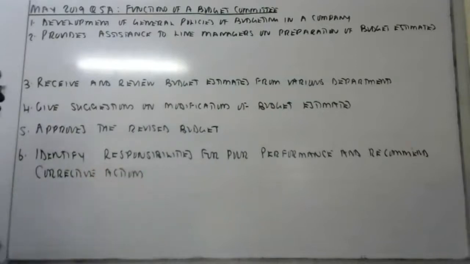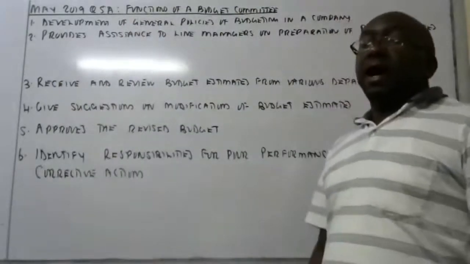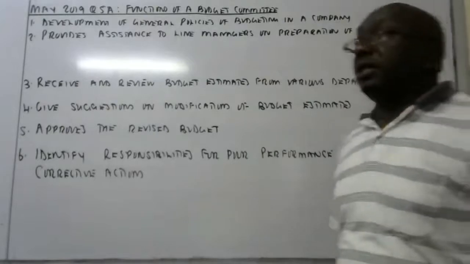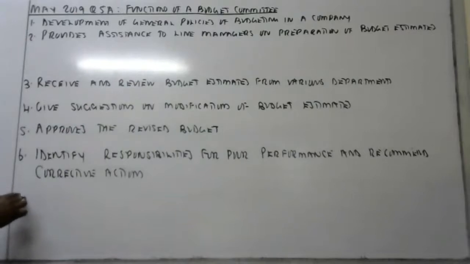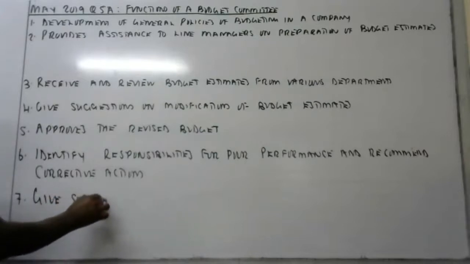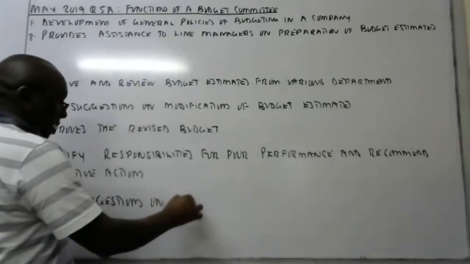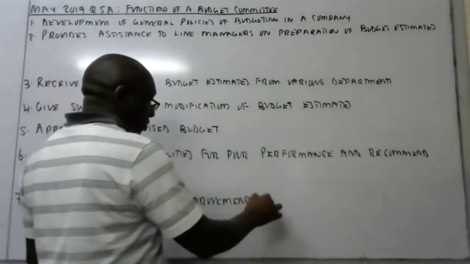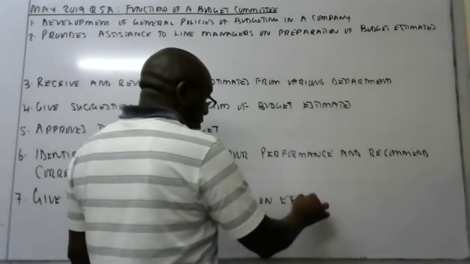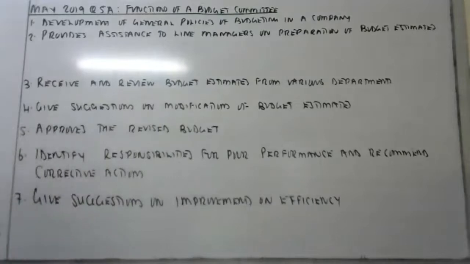As in, they are able to pick who was responsible for what, especially when things did not work well. And they recommend corrective action. What is it that should be done so that we punish that person? Closely related to that, they give suggestions on improvement of efficiency, improvement of our own efficiency. What is it that we can do so that we run our business in a very efficient way?